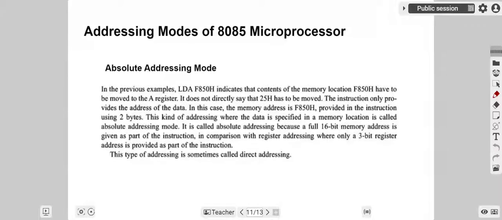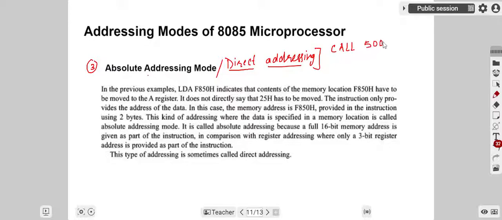Third type of addressing is absolute addressing. It is also called direct addressing. Direct means if a direct address has been provided with any instruction. How many instructions have you seen till now where you have seen the direct address? We have recently seen one instruction, CALL 5000H. A direct address has been provided with it.